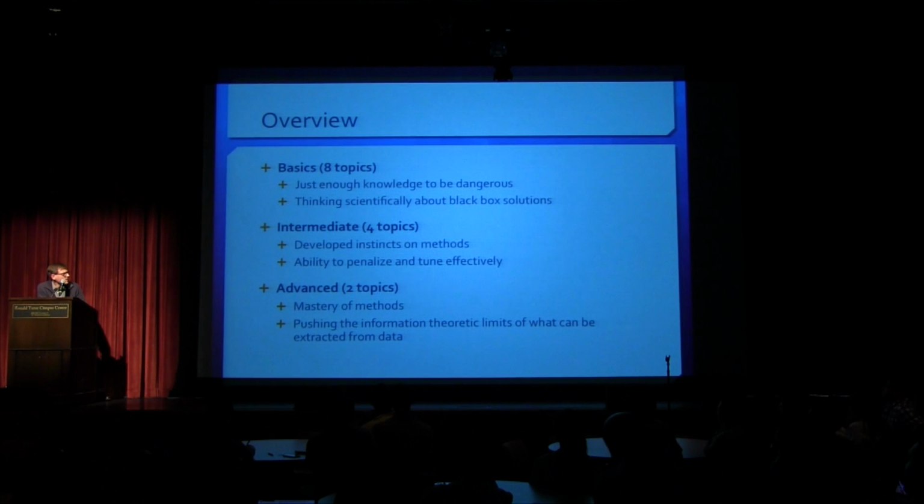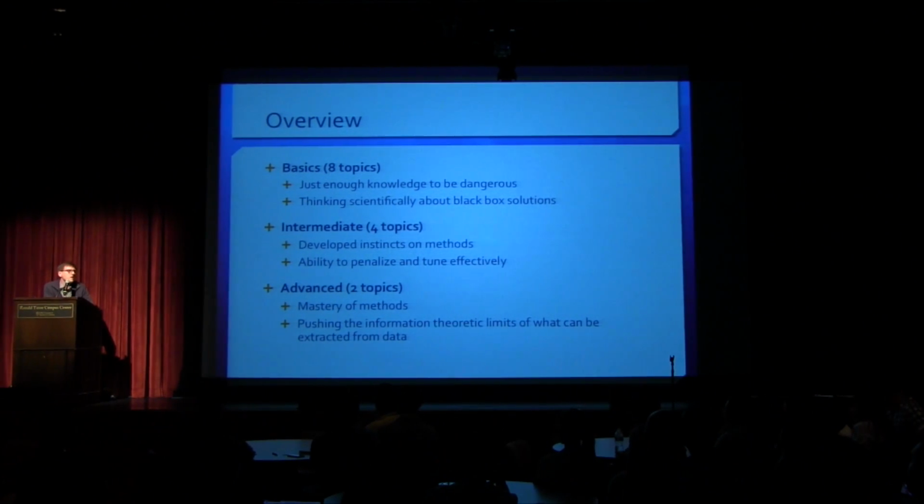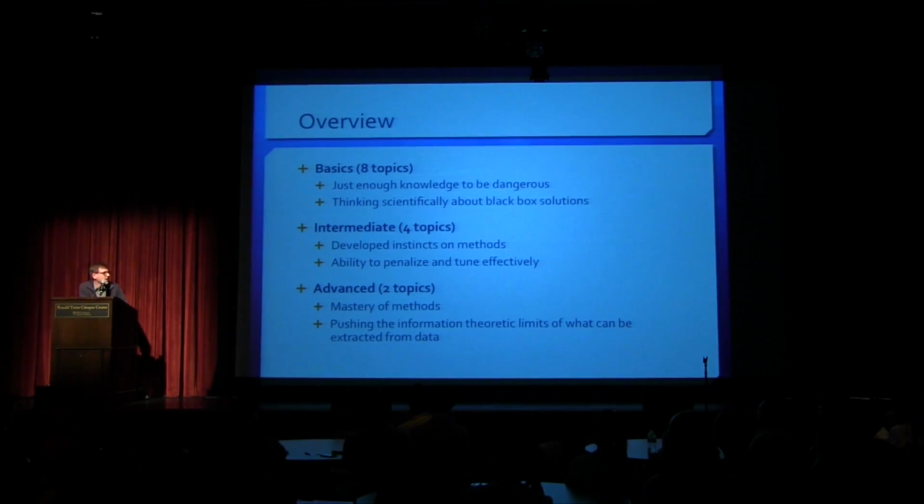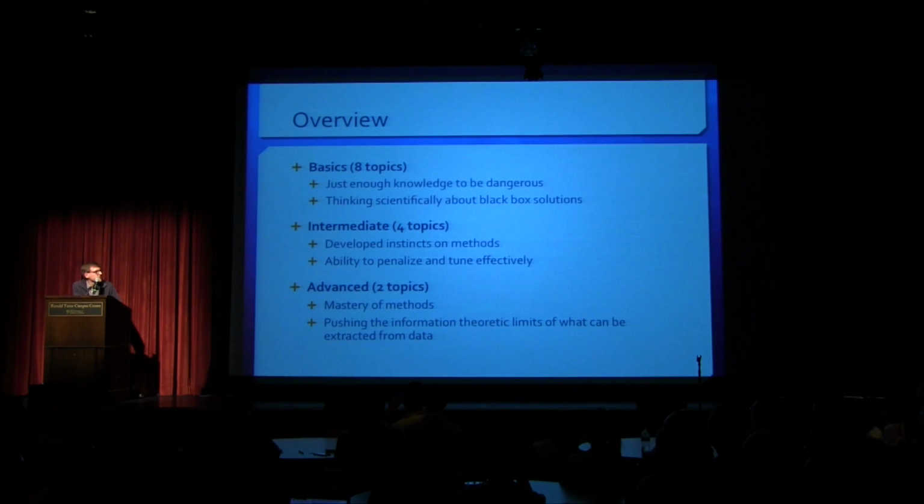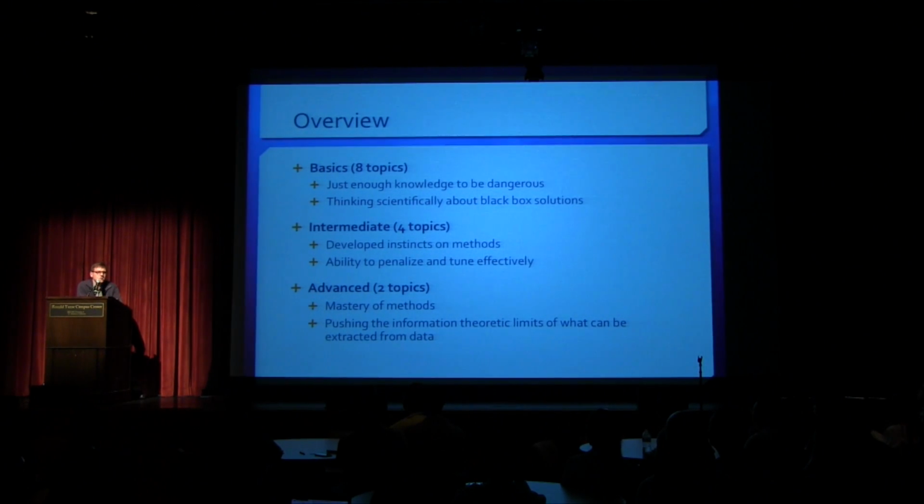Intermediate for me is when you've developed really good instincts on the methods. You know the algorithms and the techniques fairly well. You've got some experience with them, and you're able to penalize effectively and tune your models. And by that I mean, you're not just taking out-of-the-box things or playing around with parameters, but you understand grid search and techniques like that to the point where you can really control the tools at your disposal.